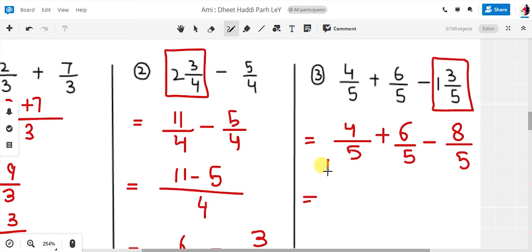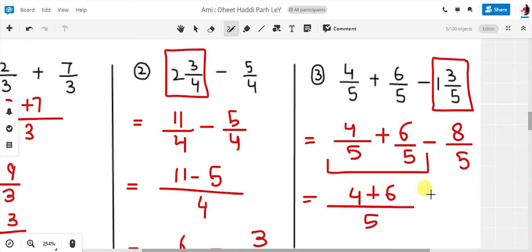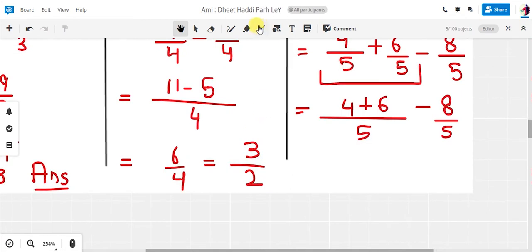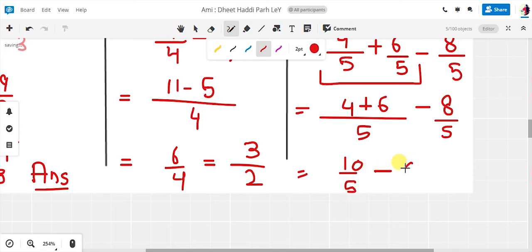Now we are going to solve the first two fractions first and then the third one later on. Since they are like fractions, write the denominator one time. Add both of these two numbers in the numerator and write down the third fraction as it is. Okay, the next one is 4 plus 6 will give me 10 over 5 minus 8 over 5.